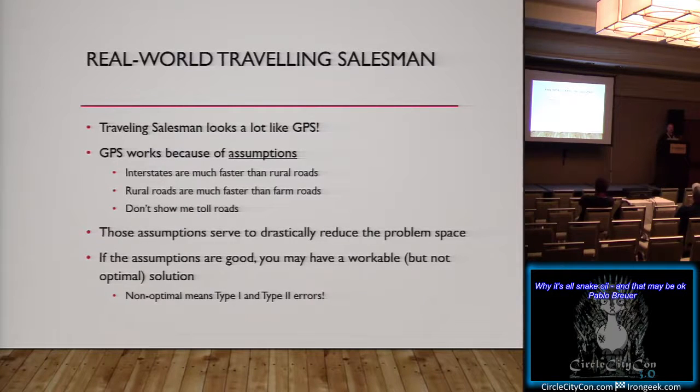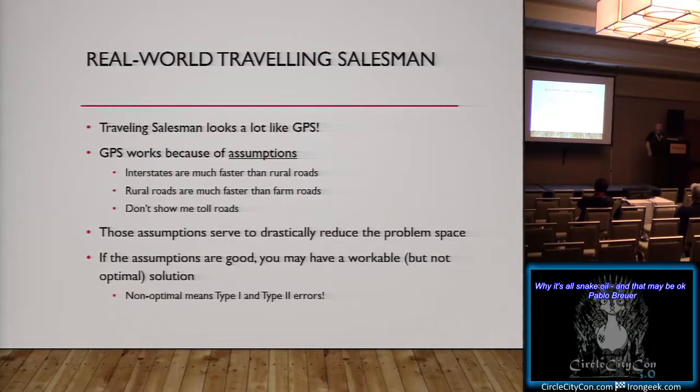And then it's going to look and it's going to go, hey, rural routes are much faster than farm roads. And it's going to toss out the farm roads. And then you're going to tell it things like, hey, don't show me any toll roads. And so now you're going to drastically reduce the number of combinations. And on top of that, the GPS can do things like, hey, anything that's a loop I don't want to do. And I always want to be making positive progress. I don't want to loop back on anything. And those assumptions drastically reduce the problem space.